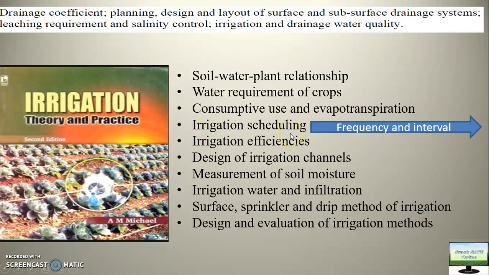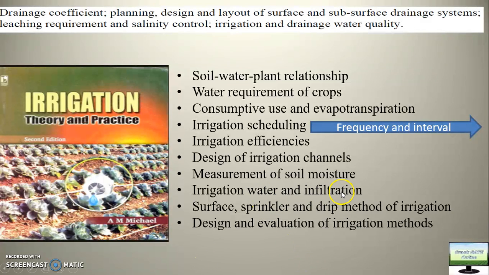Irrigation scheduling consists of irrigation frequency and irrigation intervals. Okay, so these two, there is a subtle difference between these two. You study that also. Irrigation efficiencies, design of irrigation channel, measurement of soil moisture. There are also certain instruments which are used to measure the soil moisture. From a theoretical point of view, you can also study that.